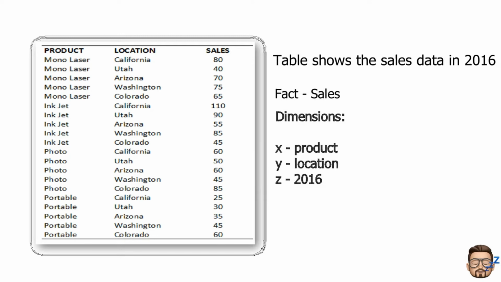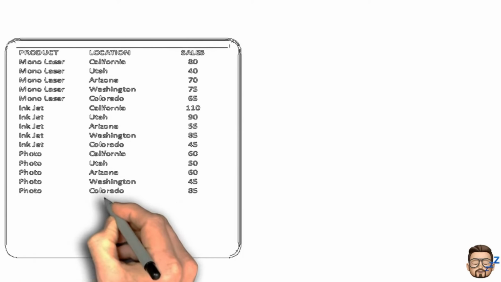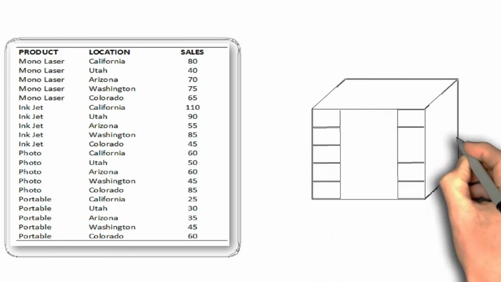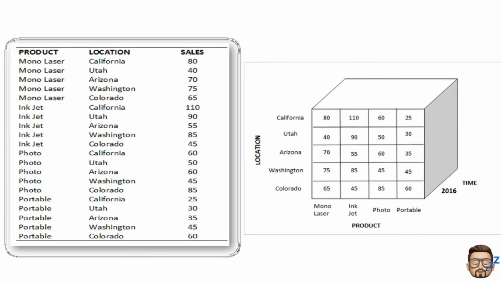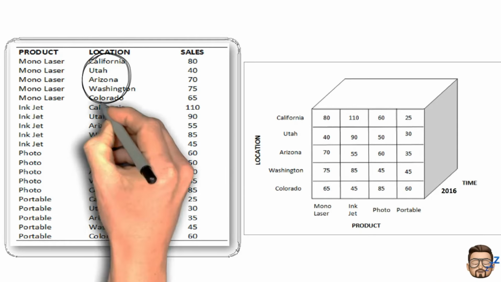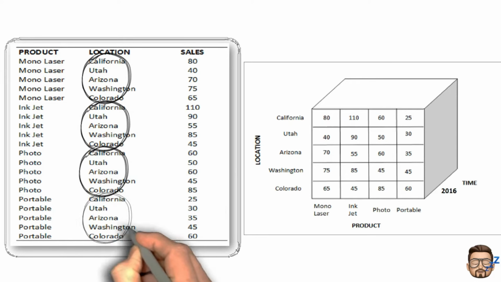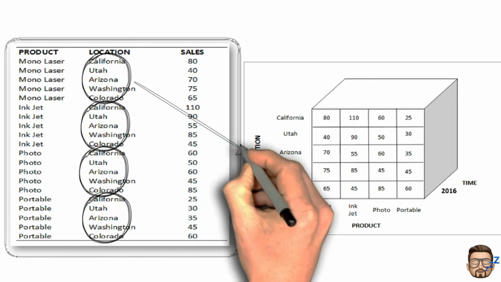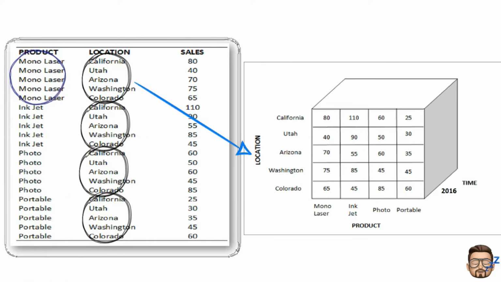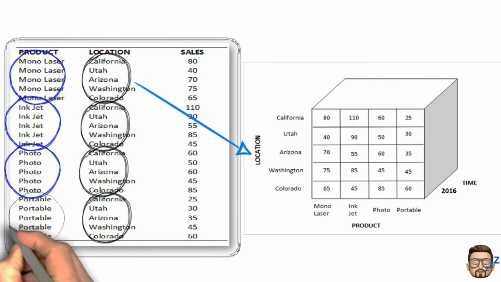After you have determined the fact and the dimensions X, Y, and Z, we can start to analyze how many members will be in X, Y, and Z. Since we have fixed the Z member to only 2016, you need to analyze first the members of Y and X. In this case, the unique members of Y are California, Utah, Arizona, Washington, and Colorado. For the unique members of X, we have monolaser, inkjet, photo, and portable.